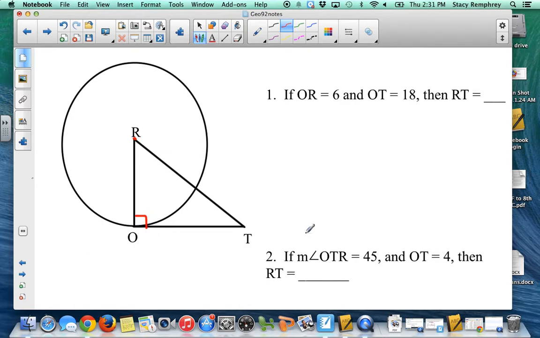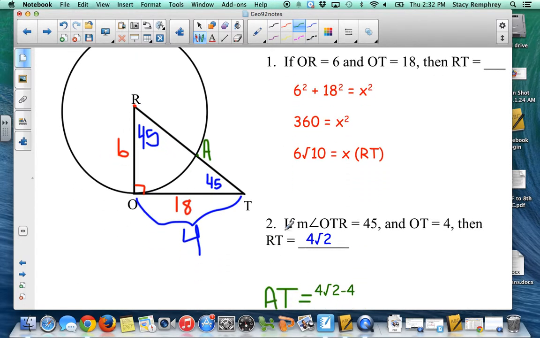So I'm going to encourage you now to try to solve these on your own, to push pause. The other piece I'm going to put in here is a little extra piece. If I call this point A, where this segment meets the circle, in problem 2, I want you to find RT and also see if you can find AT. It's a little bit trickier, but you can do it. So push pause now and see if you can solve these.